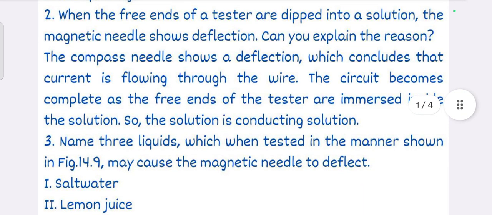Question number 2. When the free ends of a tester are dipped into a solution, the magnetic needle shows deflection. Can you explain the reason?